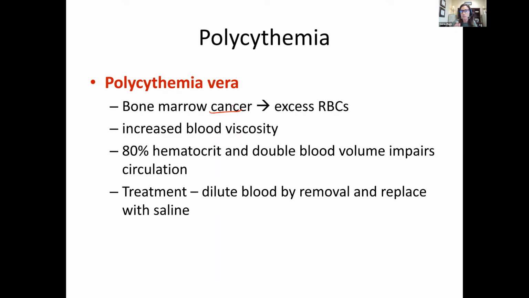But it's also going to cause blood viscosity to go way up. Typically the normal hematocrit, remember, is around 45%. Hematocrit in someone who has polycythemia vera can jump to 80%. Blood volume can sometimes become doubled, and it will impair circulation. So heart attacks and strokes are very common. So the treatment for polycythemia vera typically is to remove the blood and replace it with saline. So essentially, it's just going to be to dilute the blood as much as possible and make it less thick.